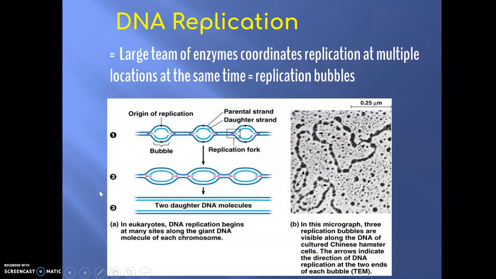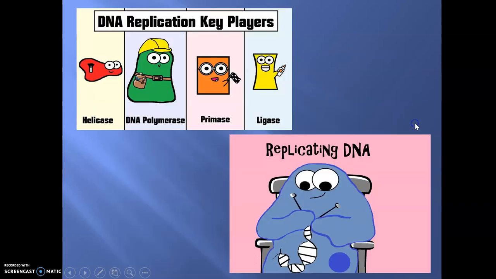So DNA replication. Basically it is a whole bunch of enzymes that coordinate replication at multiple locations at the same time. It creates these little replication bubbles where it happens in that one area all over the DNA. And this is where enzymes are going to become our best friends. These are the key players in DNA replication: helicase, DNA polymerase, primase, and ligase. All four of these are enzymes, and they're going to be very, very important in this process.